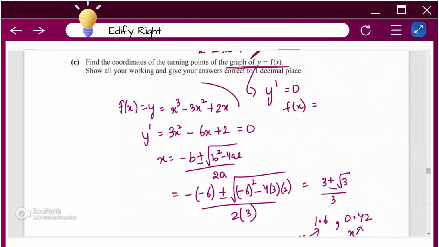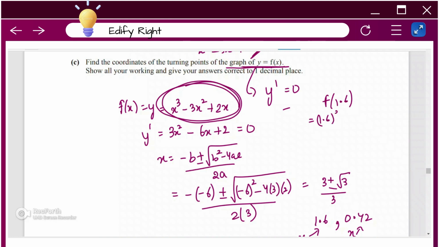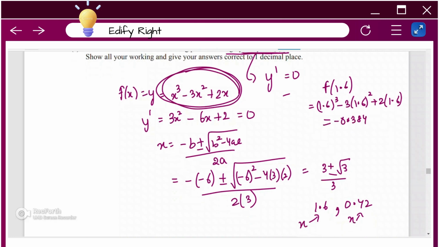So f of x is equal to this, right? So instead of x, let's take 1.6. So that would be 1.6 whole cube minus 3 into 1.6 whole square plus 2 into 1.6, which is equal to minus 0.384. So that's the value of y if x equal to 1.6.